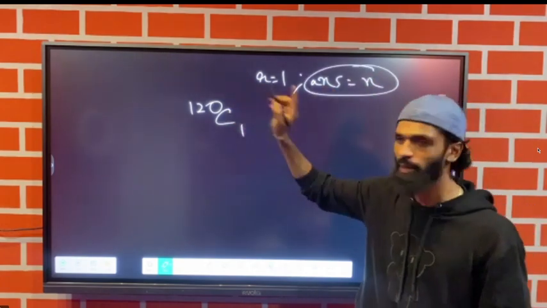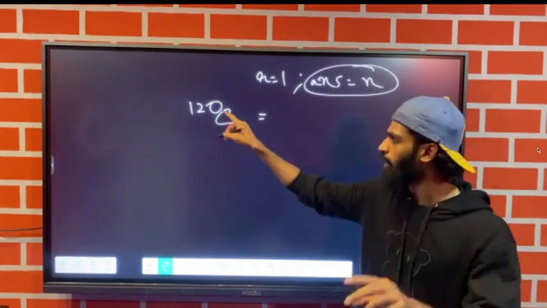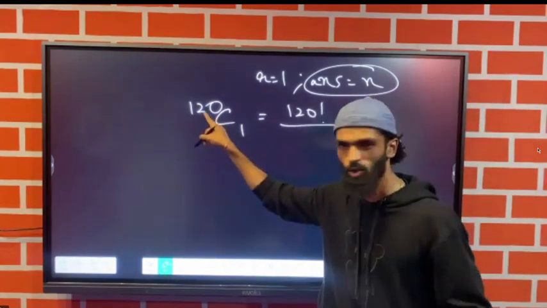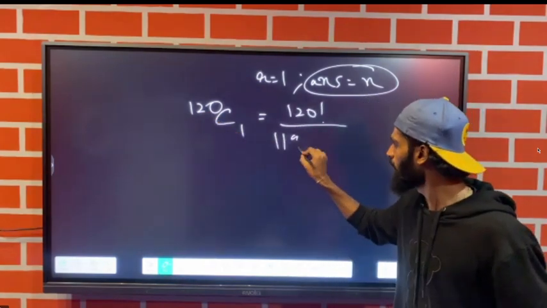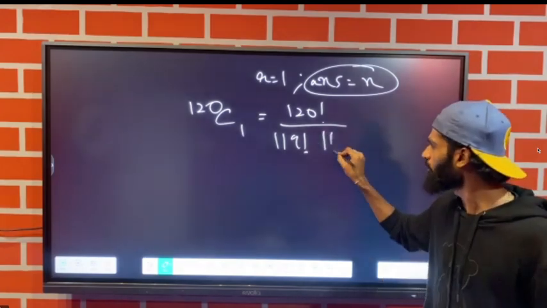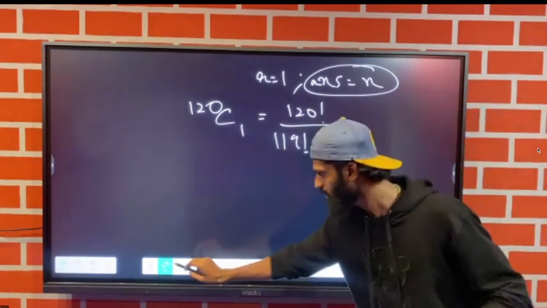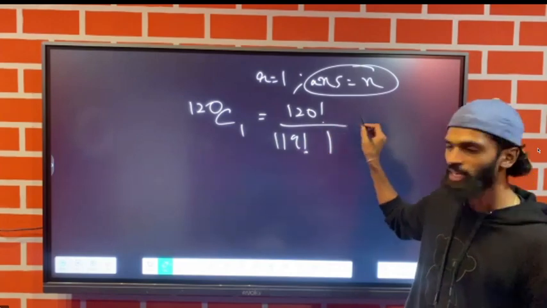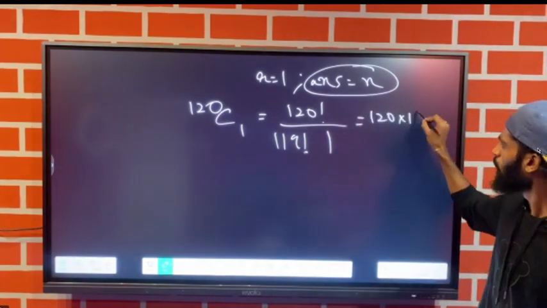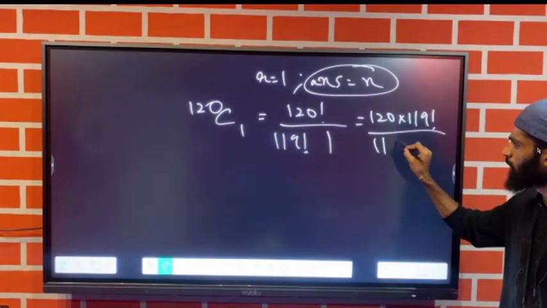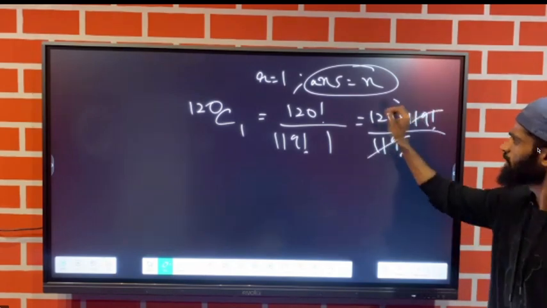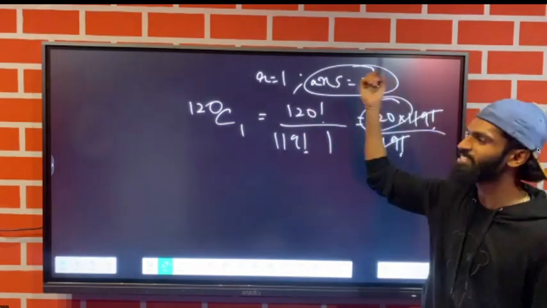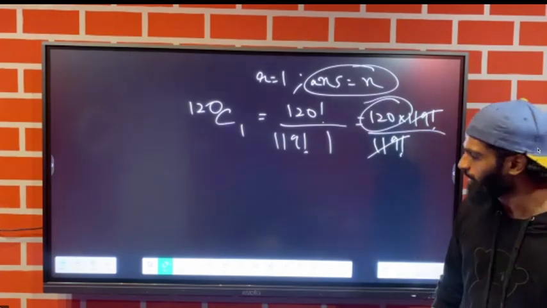Let's prove it for this. It's a very big number. What is the formula? 120 factorial as it is divided by what is 120 minus 1? 119 factorial into 1 factorial, which is nothing but 1. This is useless, so I'll write 1. I can write 120 factorial as 120 into 119 factorial, divided by 119 factorial, which gets cancelled. So when r is equal to 1, the answer is always equal to, sorry, n.